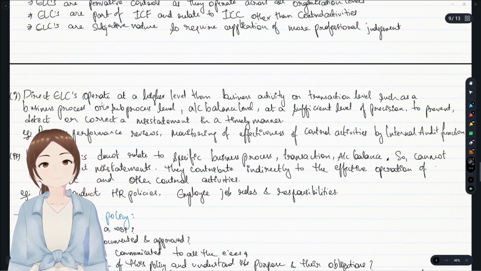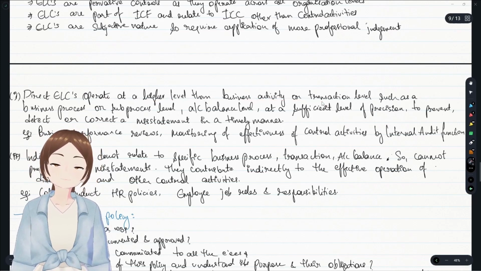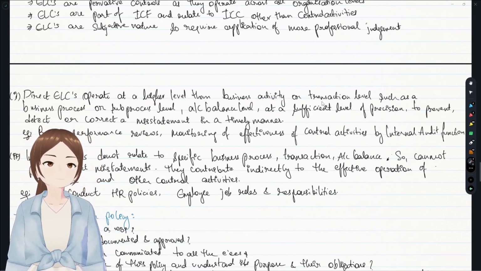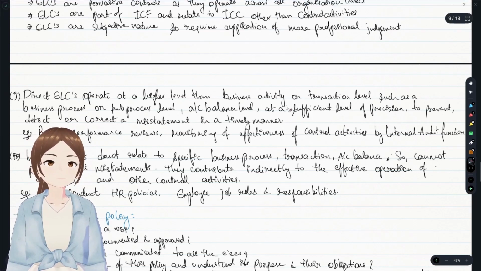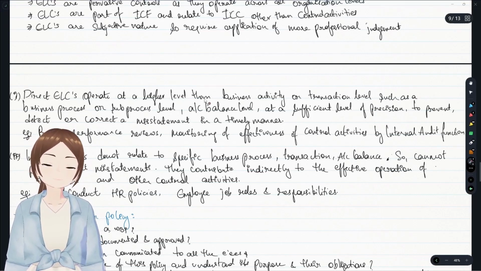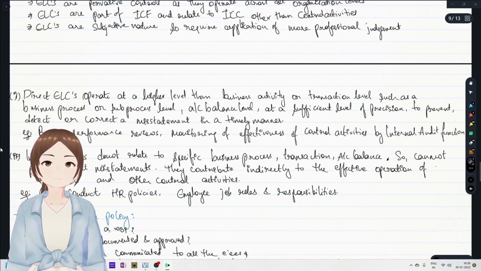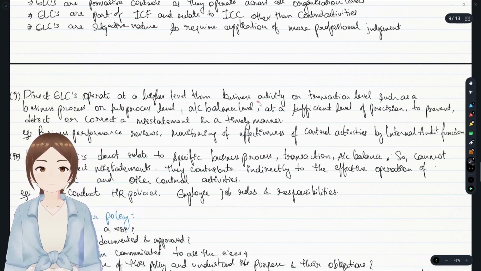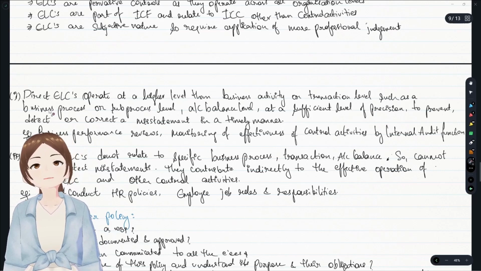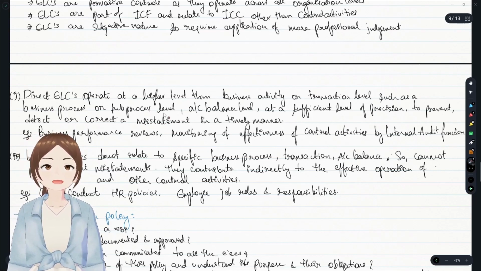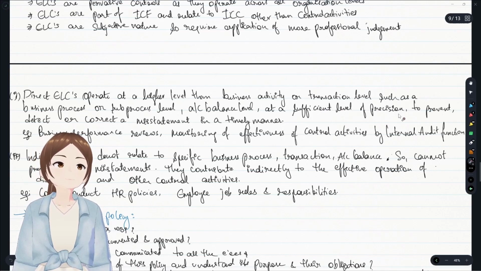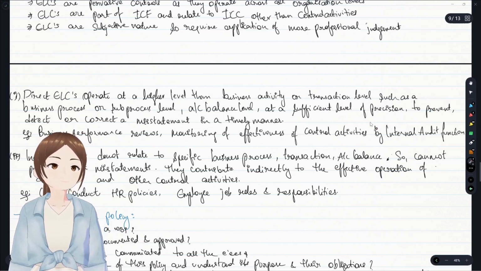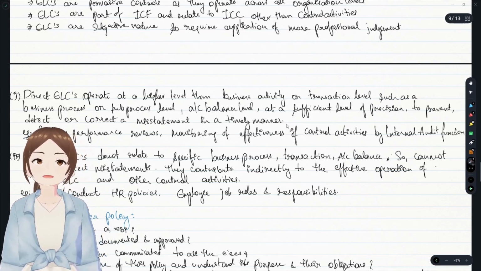There are two types of entity level controls. First, indirect ELCs operate at a higher level than the business activity, like the code of conduct or prospectus or memorandum. Direct ELCs operate at a higher level than business activity or transaction level, such as business process, sub-business process, or account balance level, at a sufficient level of precision to prevent, detect, or correct a misstatement in a timely manner.